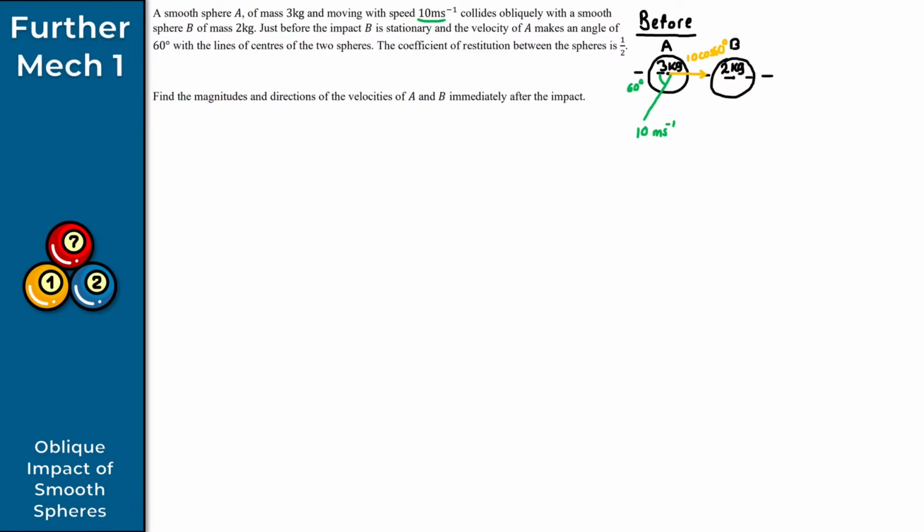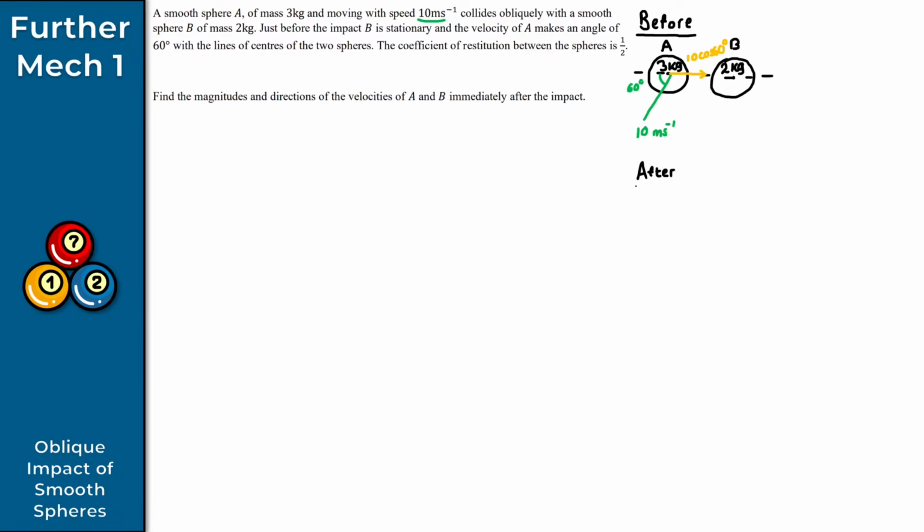In terms of sphere B here, well, it's stationary, right? So the horizontal component here is just 0. Okay, so we don't need to worry about that. I wouldn't even bother drawing it on. We'll just leave it blank. Okay. So I think that's everything there for the before diagram. Let's just quickly draw then the after diagram here, which will be pretty similar, just slightly different, right?